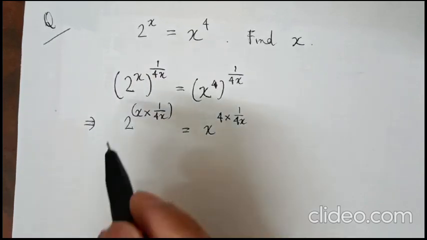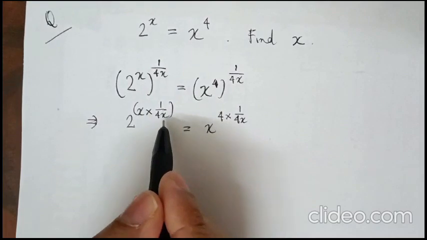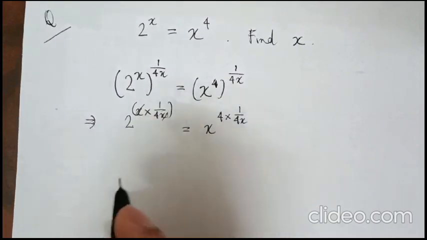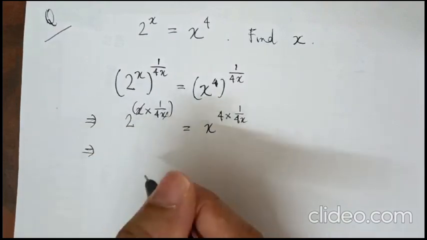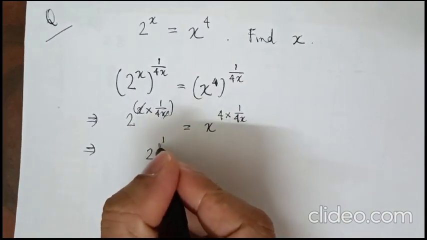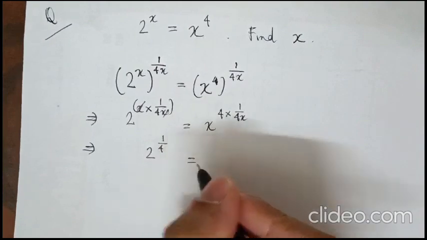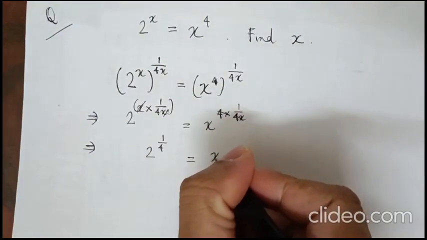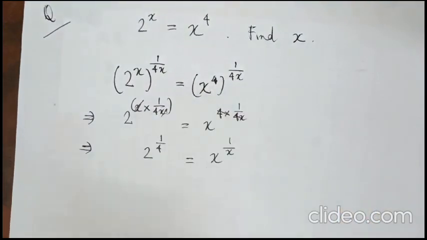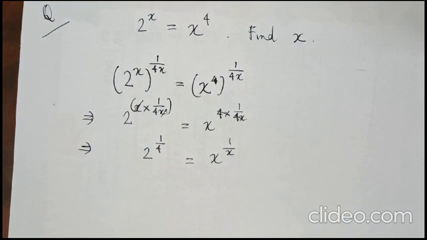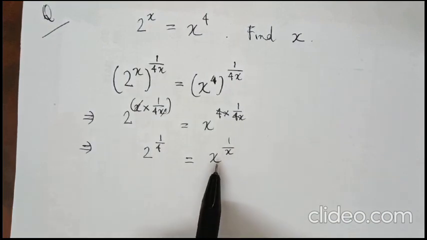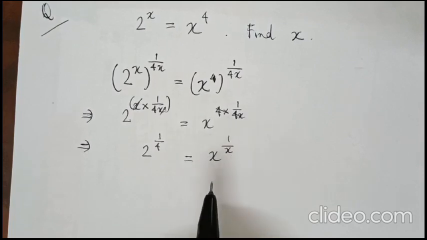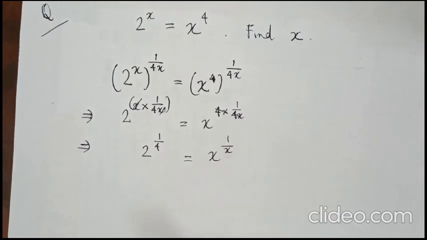Okay. So here, obviously, x and x will get cut, right? What do we get here? 2 to the power of 1 by 4 is equal to, 4 and 4 will get cut here, x to the power of 1 by x. So our first stated objective of reducing the RHS here to x to the power of 1 by x is something which we have achieved. Now how do we find x?